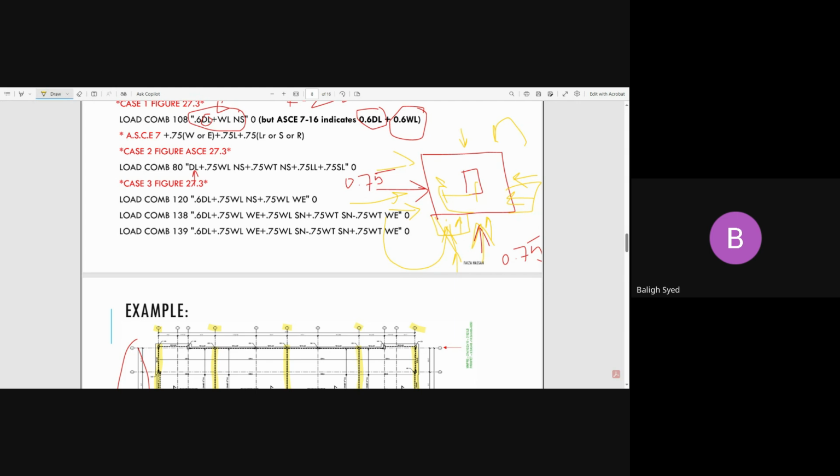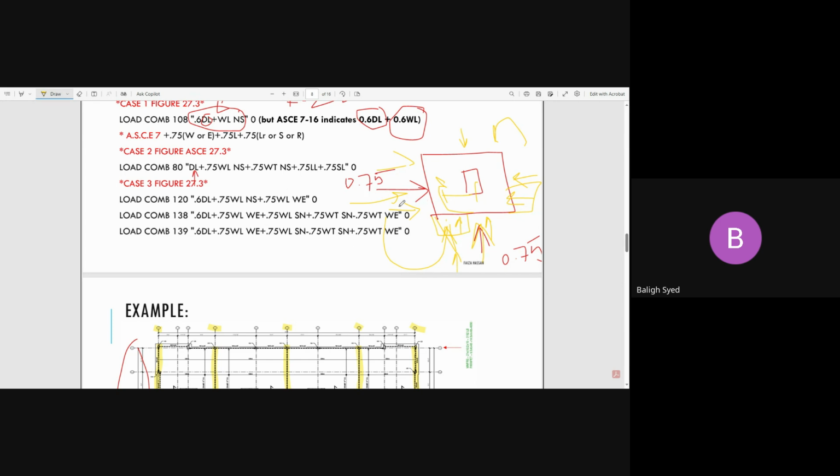That's why if you follow the ASCE 7 wind concept, then your structure 100% will be saved and will be stable and strong enough to resist any kind of wind for the intended wind pressure, right? So does it make sense?